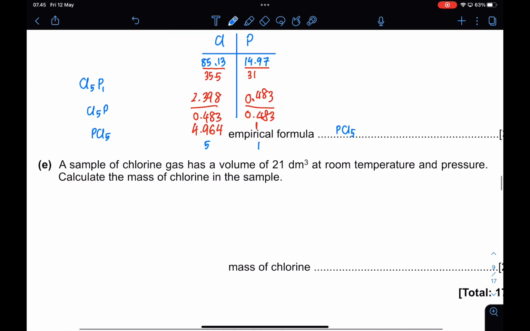Now a sample of chlorine gas has a volume of 21 dm cubed at room temperature and pressure, and we want to calculate the mass of the chlorine.